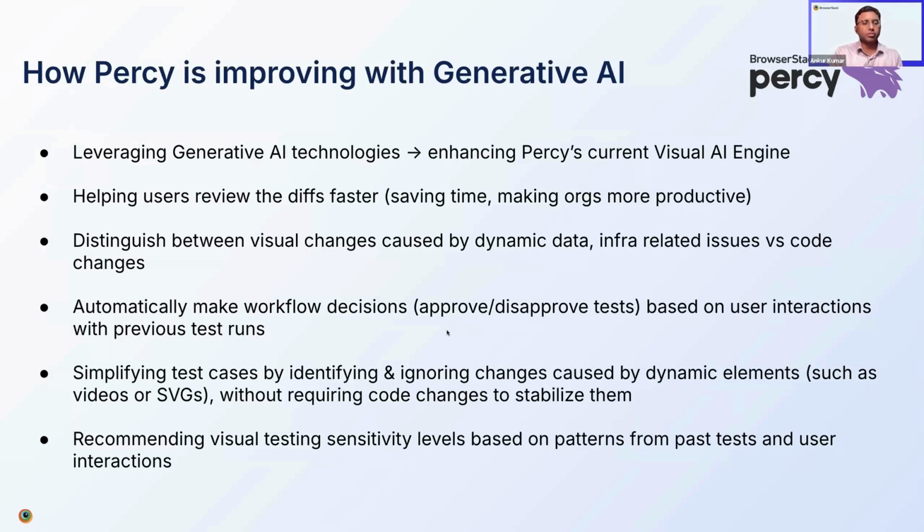Any differences arising because of dynamic data or infra-related stability issues are again the ones that we want to become smarter at detecting and not highlighting, so you don't spend time figuring out that this is something you should not be worried about. There are also automatic workflow decisions about approving or disapproving a test, based on your past interactions with your review experience in previous builds, which you want to factor in, making a personalized diffing experience available to you.